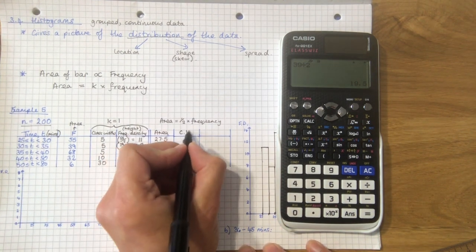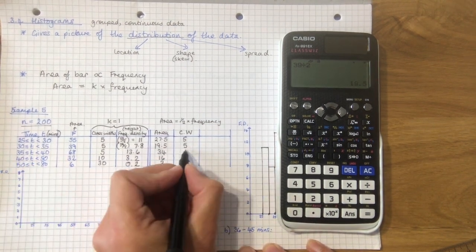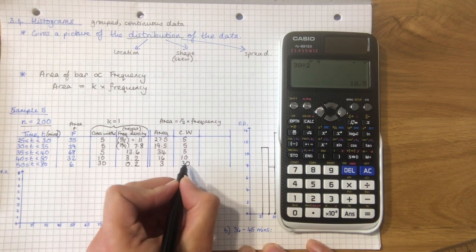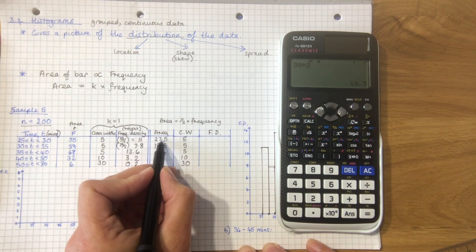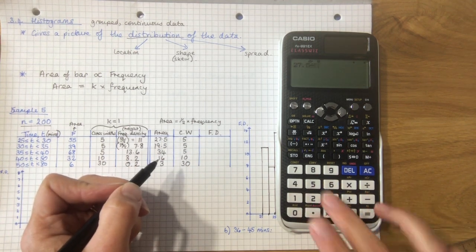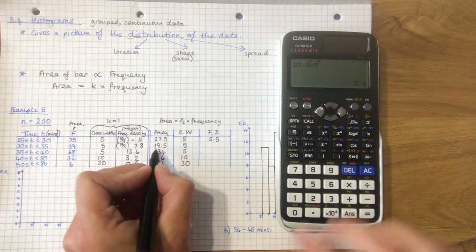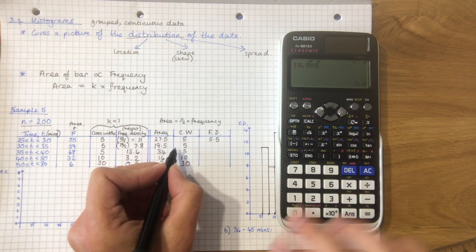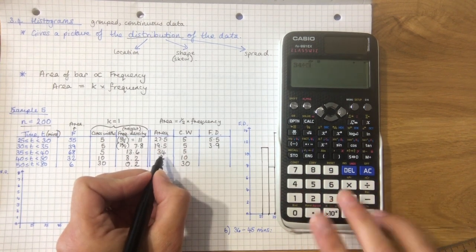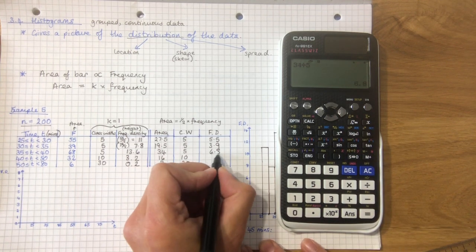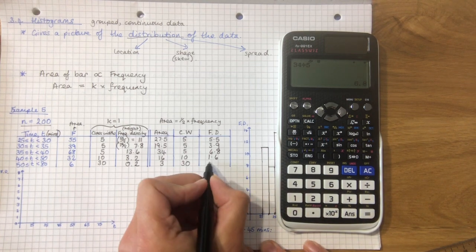Class widths remain the same, because that doesn't change. This still goes from 25 to 30, this still goes from 30 to 35. But then the frequency density is going to change because the frequency density is the height. So we're going to go area divided by class width. So we're going to go 27.5 divided by 5. Then we're going to go 19.5 divided by 5. 34 divided by 5. 16 divided by 10. And 3 divided by 30.